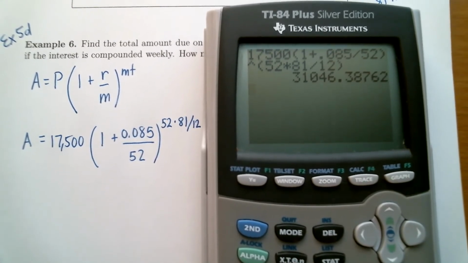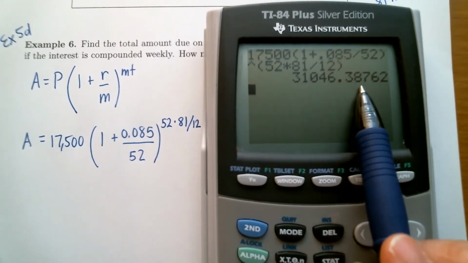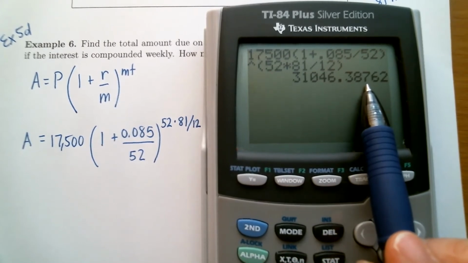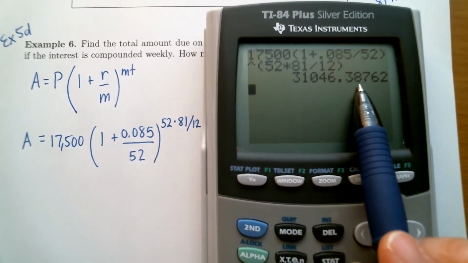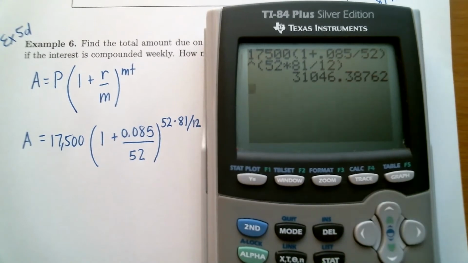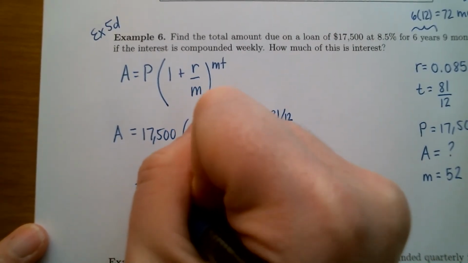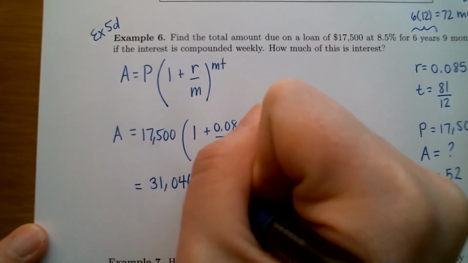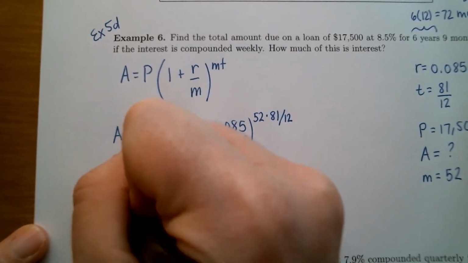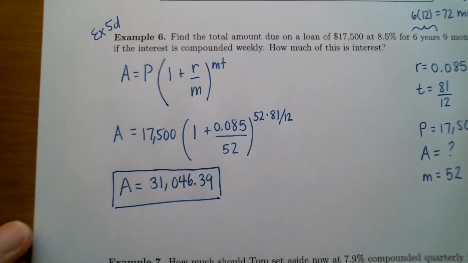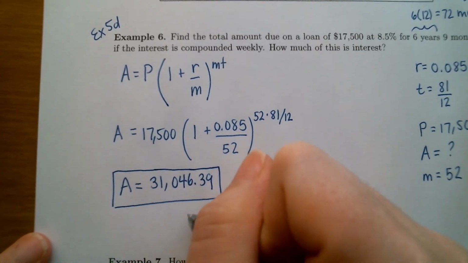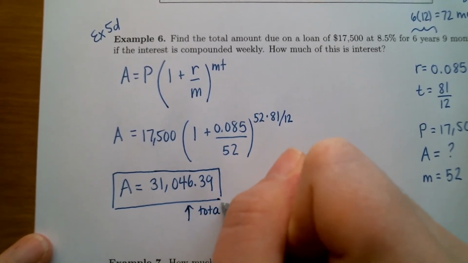So here comes the answer: $31,046, and you've got to look at the 38 cents here and figure out how to round. You need to round to the nearest cent. After the 8 comes a 7, so you need to bump it up to 39 cents. So it's going to be $31,046.39. Go ahead and write that down. That's the A value. That's how much you end up paying back. This is the total amount due on the loan.